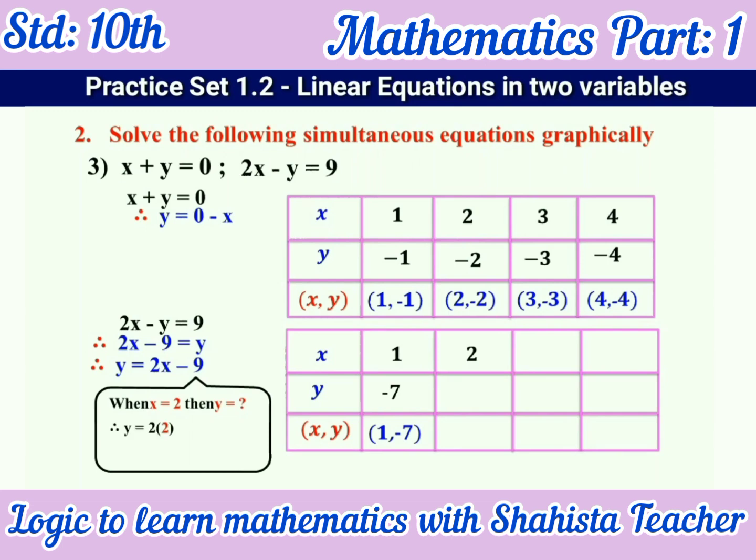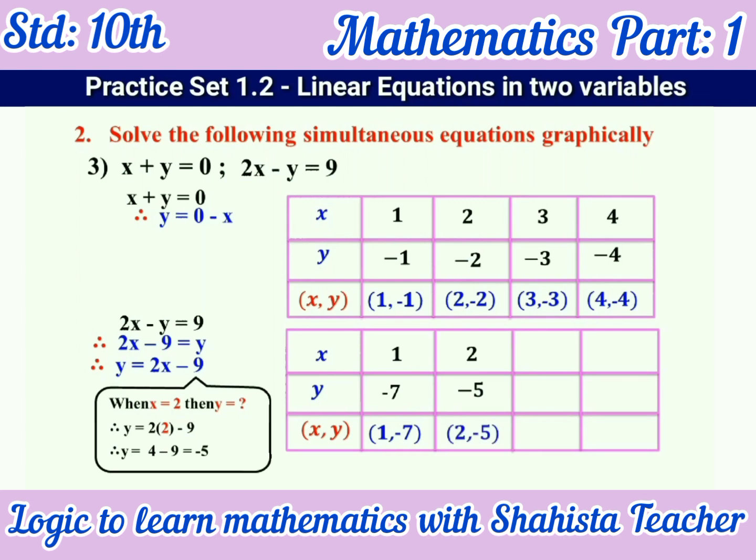So 2 bracket 2 minus 9. 2 2s are 4, minus 9. So 4 minus 9 is minus 5. Here the greater number's sign is minus 9, so minus 5. So x is 2 and y is minus 5. Here we will put 2 comma minus 5.